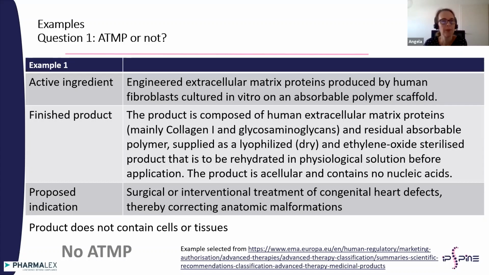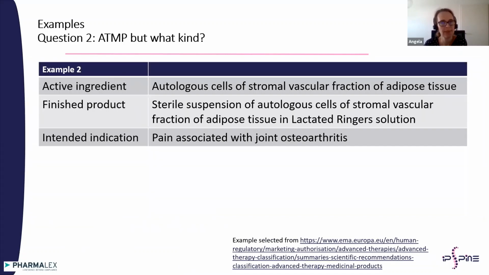Now, example 2, I will give it away already. We do have an ATMP, but of course we want to find out what type it is. So in this case, we've got autologous cells from adipose tissue, which will be supplied as some kind of suspension, and they're used for the treatment of pain associated with joint osteoarthritis.